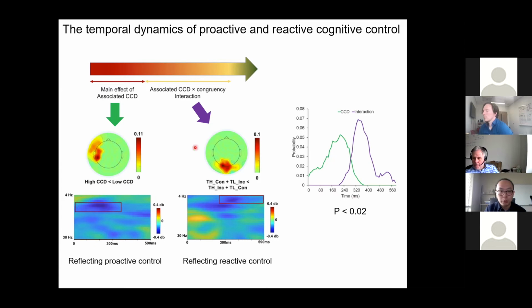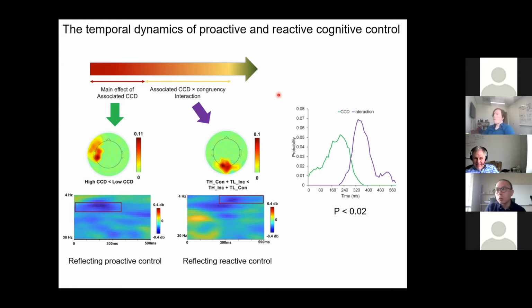distribution, which represents the component of the main effect of the associated control demand, indeed precedes the interaction effect. So this supports our hypothesis that cognitive control is first driven by the retrieved associated control demand, and after the actual control demand is detected, then the actual control demand takes over. Okay, so that's the first part of the study, looking into the within-trial temporal dynamics of memory-guided cognitive control.